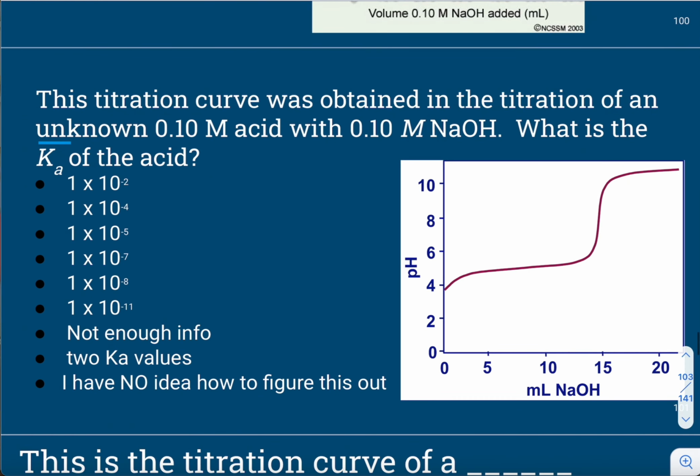Okay, so questions. What is the Ka of this acid? We just said the easiest way to find the Ka is to find the half equivalence point. Okay, so if the equivalence point is, let's say 14, 7, right about here, that would get your pH to 5. So I would say your Ka is 1 times 10 to the negative 5.